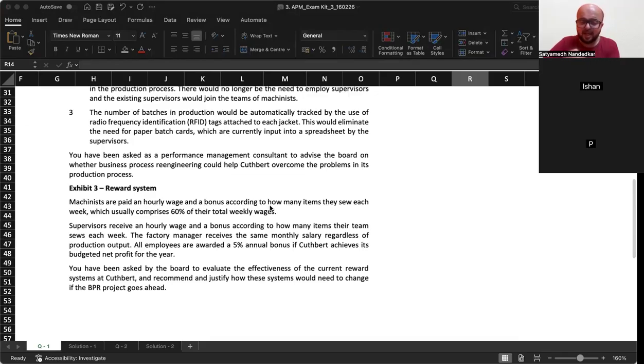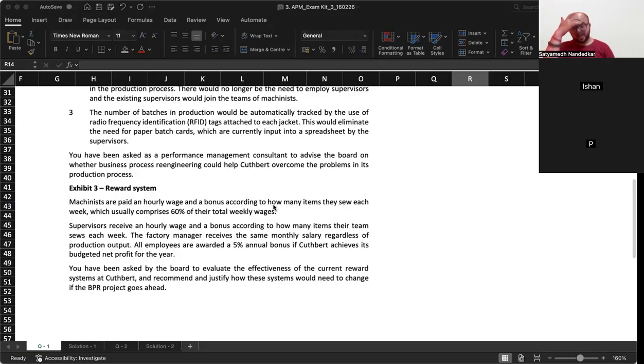Current system क्या है? Basic hourly wage rate है, for machinist. Let's talk about them. उनको एक hourly wage rate मिलता है plus they get additional payment on number of items sewn, which is a volume based incentive. जितना sew करेंगे उतना. The focus is on speed of production, but it is not on quality of output. आपको जो पैसा मिलेगा that will be on the basis of the production speed and the number of units, not on the quality of output.